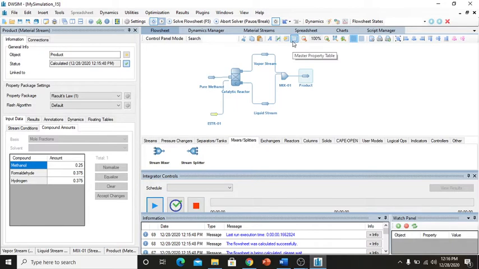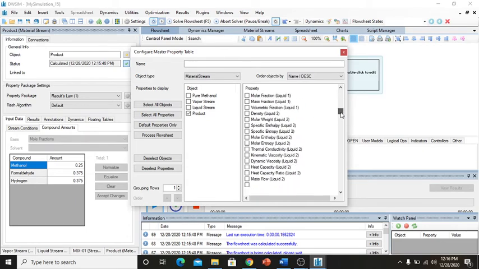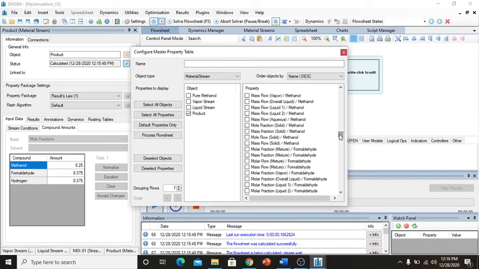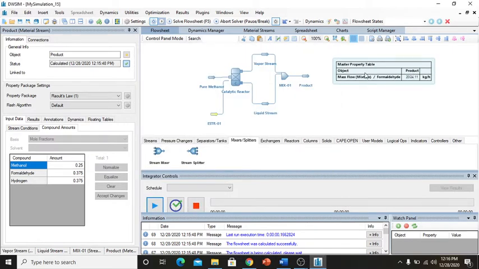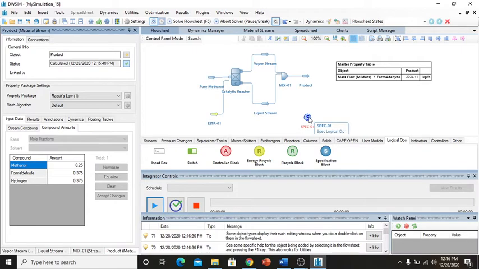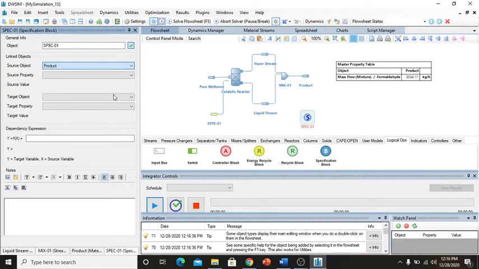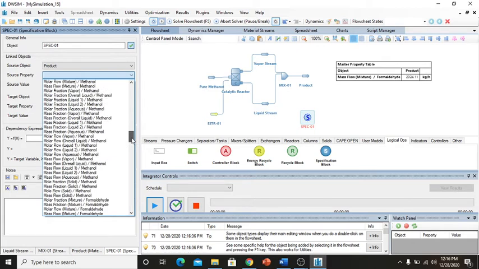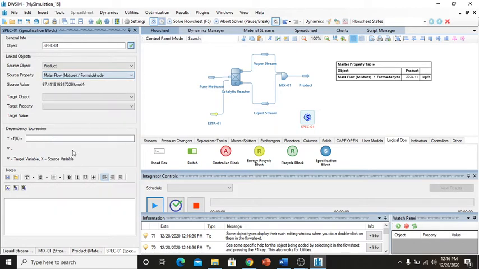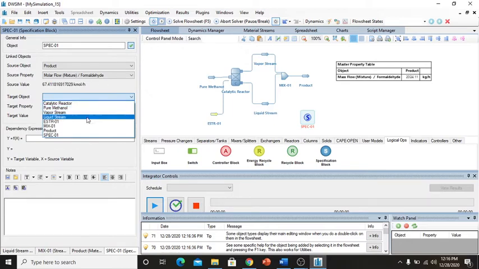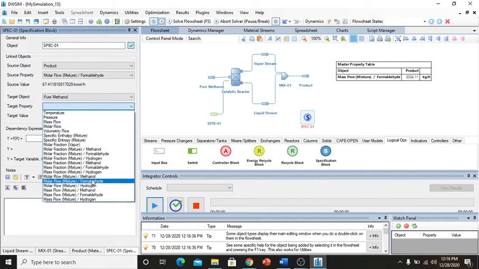We will be using a master property table to clearly see that. For the master property table, the property here is just mass flow of formaldehyde. Currently the mass flow of formaldehyde is 2024.11 kilograms per hour. We should make this approximately 900 kilograms per hour, so that's why we will be using a specification block. For the specification block, our source object is the product. Our source property will be molar flow of formaldehyde. And the target object is the pure methanol stream. Target property is molar flow of methanol.